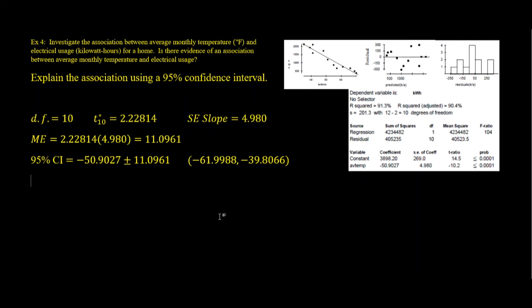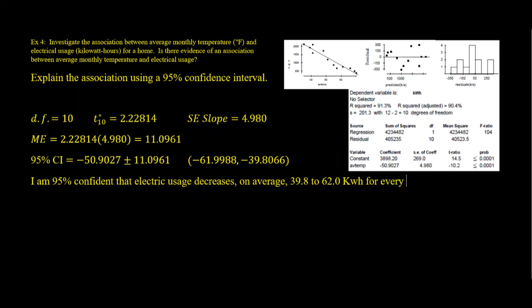Now we'll state our interval in context. I am 95% confident that electric usage decreases on average 39.8 to 62.0 kilowatt hours for every 1 degree increase in average temperature.